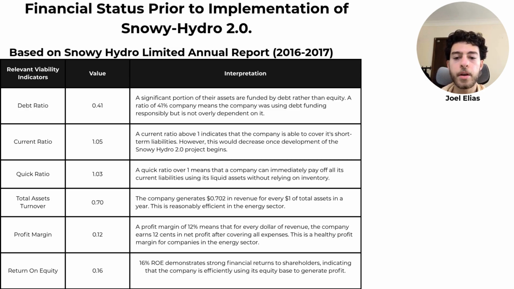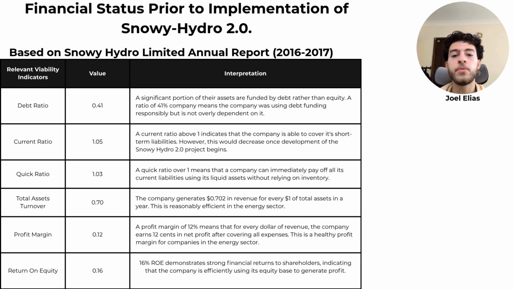dependent on it. A current ratio of 1.05, which is above 1, indicates that the company is able to cover its short-term liabilities. However, this would decrease once development of the Snowy Hydro 2.0 project begins. A quick ratio of 1.03, which is also over 1, means that the company can immediately pay off all its current liabilities with its liquid assets without relying on its inventory.